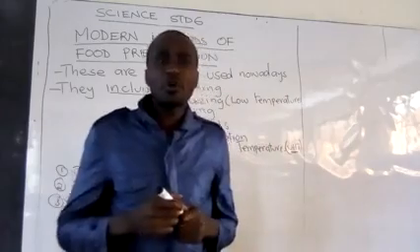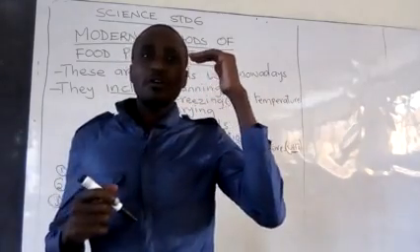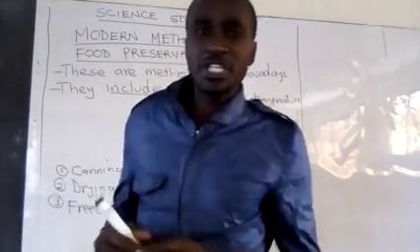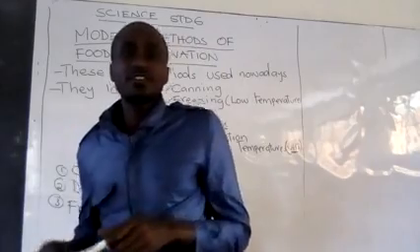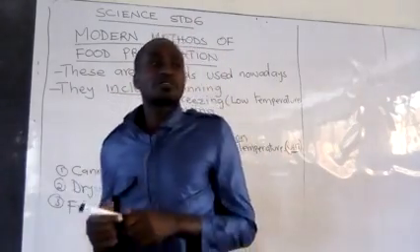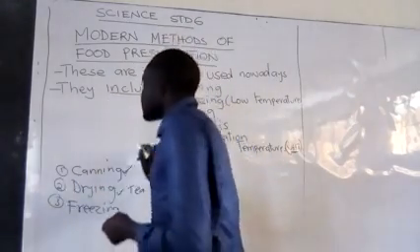For example, of canned foods, we have things like fruits, fish, meat, beans and biscuits. Those ones are what we call canned food.